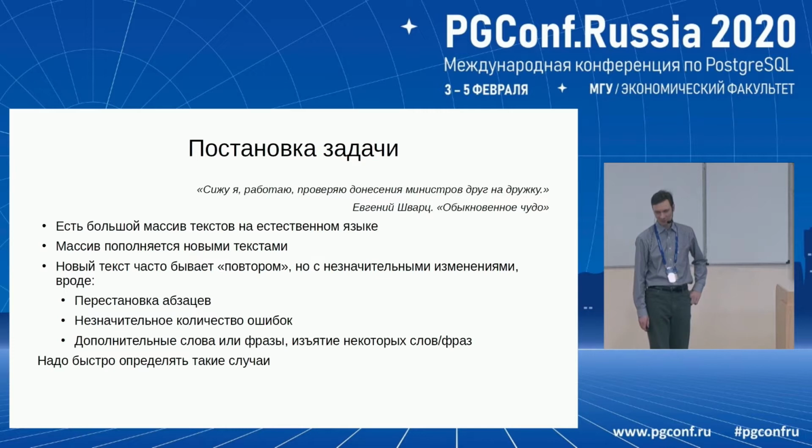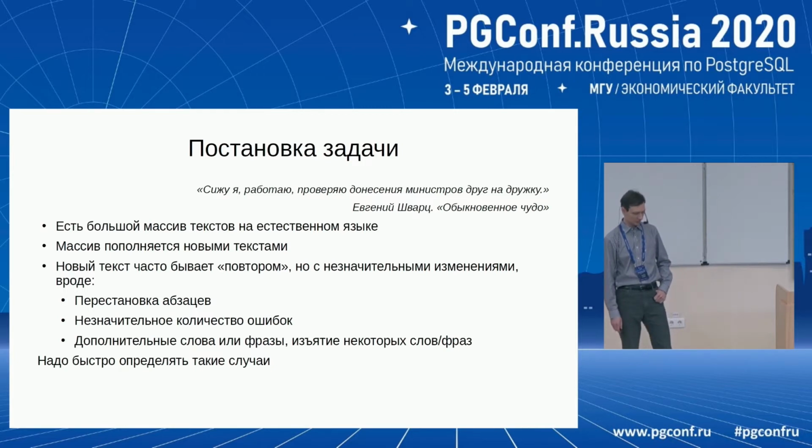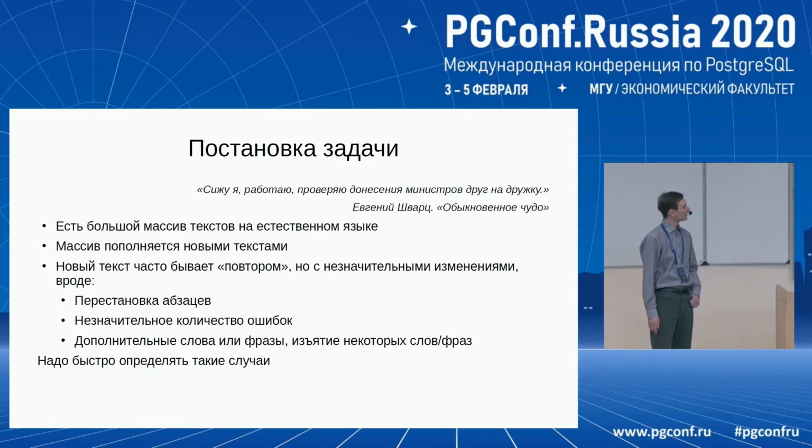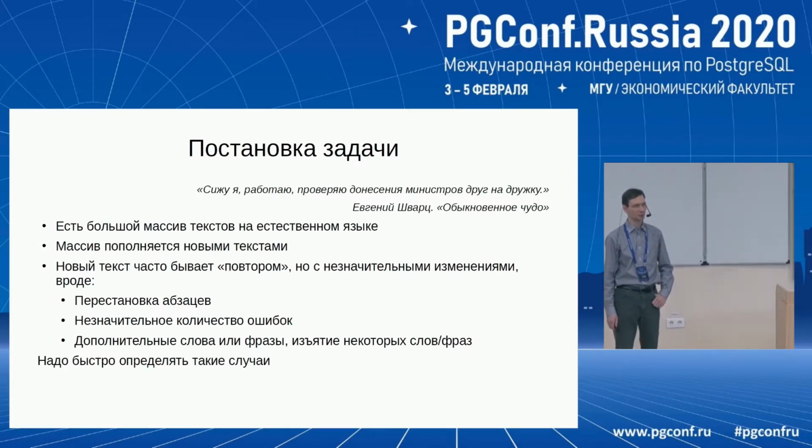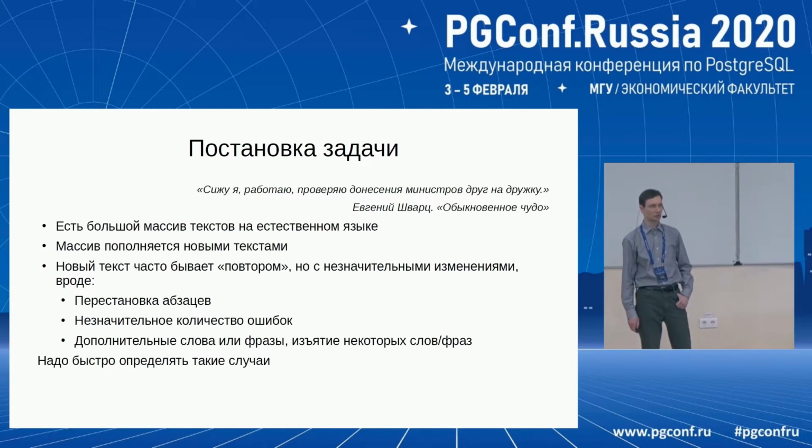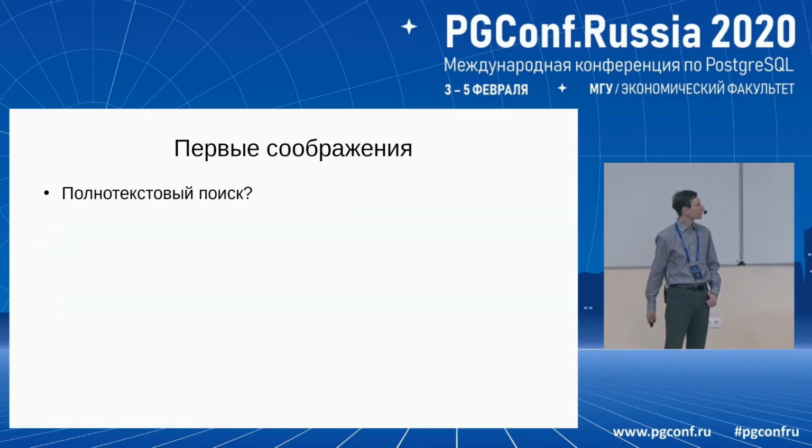So what about the task itself? Let's say we have a large amount of text. It was around 4 million texts in natural language, and new text keeps coming in. At the same time, the text can be a duplicate with some small modifications. There can be some paragraphs replaced, or some typos. We need to find these repetitions. We get a new text, and out of this array, we have to find such changes.